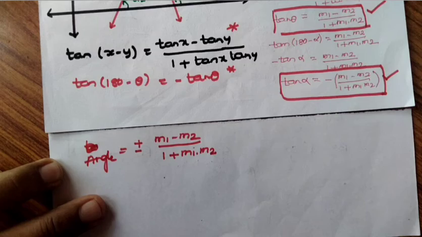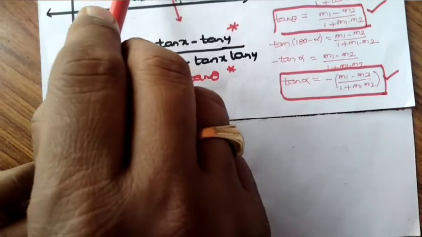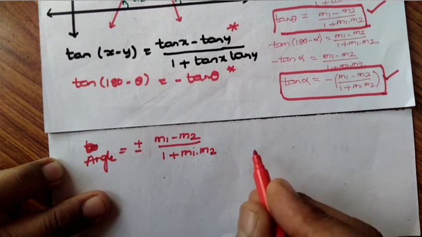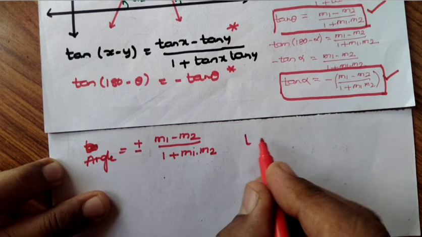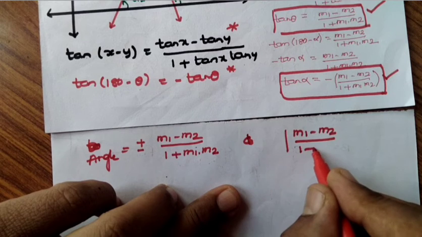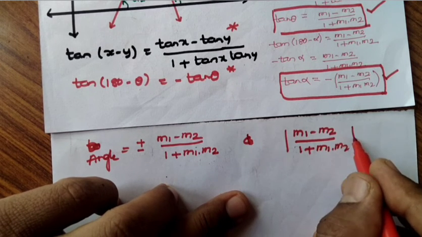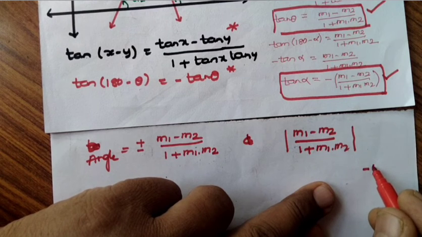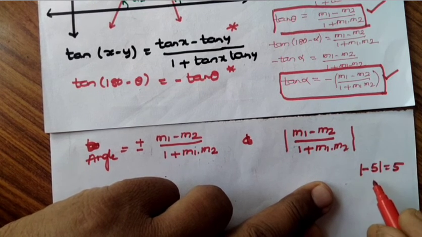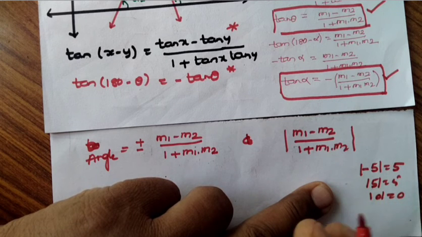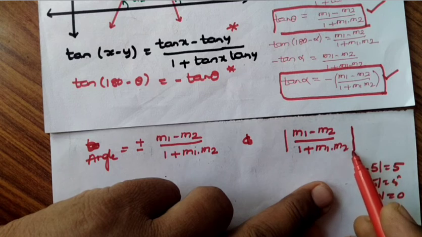Got it or not? So here theta is an acute angle, alpha is an obtuse angle. Whenever we require particularly the acute angle, in such case we use the formula that is modulus of m1 minus m2 divided by 1 plus m1 into m2. This is the symbol of modulus. Modulus of 5 is equal to plus 5. Modulus of 5 is again 5. Modulus of 0 equals 0. Modulus means it makes the value positive. That is the rule of the modulus function.